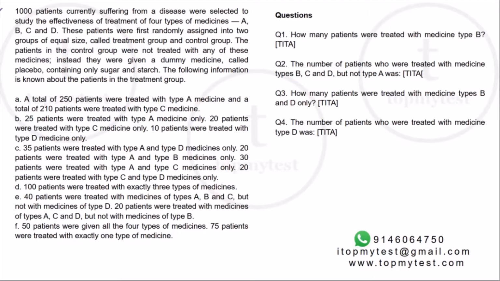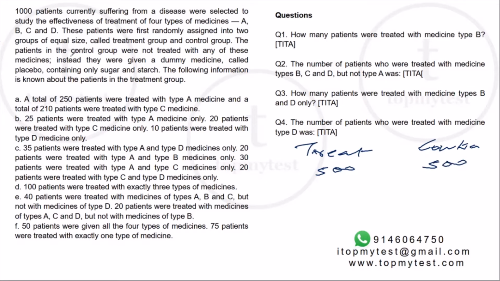Let's get started. So this set says 1,000 patients currently suffering from a disease were selected to study the effectiveness of treatment of 4 types of medicines, A, B, C, D. So there are 4 medicines being administered. These patients are first randomly assigned into 2 groups of equal size called treatment and control group. So you have a treatment and you have a control group. And they are of equal size. So 1,000 split evenly, 500 and 500.